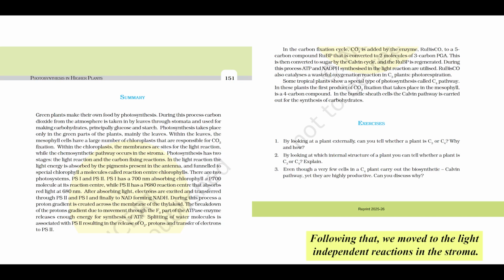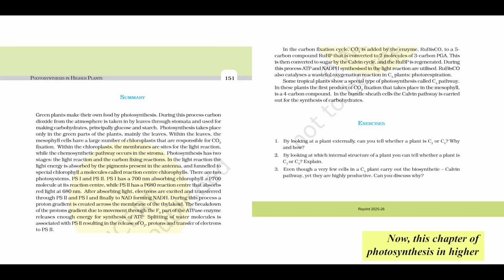Following that, we moved to the light-independent reactions in the stroma, how ATP and NADPH power the universal Calvin cycle, involving carboxylation by rubisco, reduction to form sugars, and regeneration of RuBP. We explored the clever adaptations of C4 plants, their unique Kranz anatomy, and the Hatch-Slack pathway acting as a CO2 pump to overcome photorespiration, giving them an edge in hot, dry climates. And finally, we discussed how the rate of this whole process is governed by limiting factors like light, CO2, temperature, and water, always following Blackman's law.